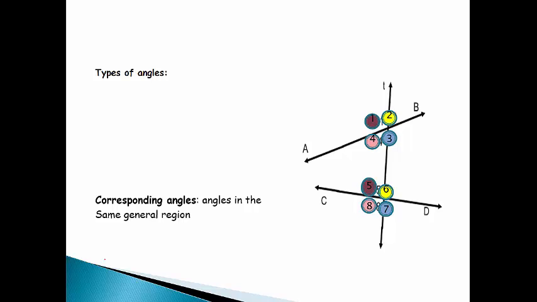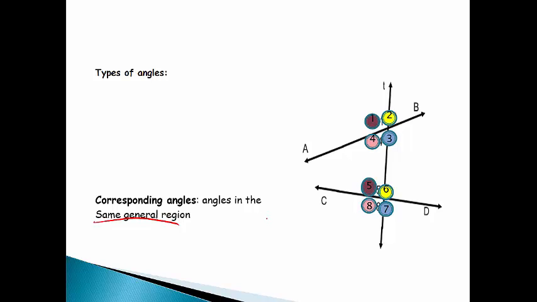You're going to need all 4 markers for this. You want to highlight 2 and 6. They are a pair. 3 and 7 are a pair. 4 and 8, 1 and 5. Now, I've talked about corresponding angles being angles in the same general region.